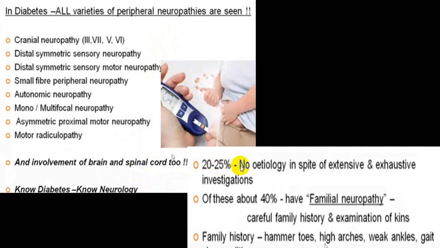In 20 to 25% there is no etiology in spite of extensive and exhaustive investigation. Then we put this into an idiopathic variety. Very rarely you come across a group which we call Charcot-Marie-Tooth, in which there is a strong family history. There will be deformities of the lower limb, high arch, weakness at the ankle, gait abnormality, etc. Do suspect Charcot-Marie-Tooth if you get a strong family history.